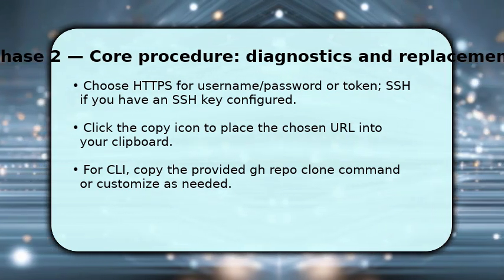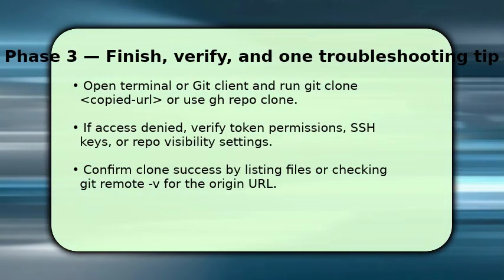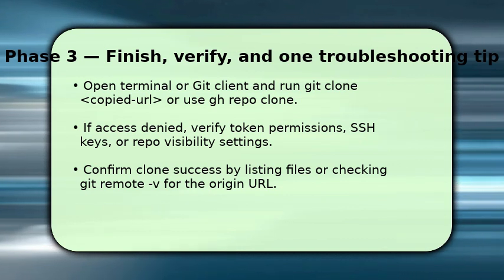Now paste the copied URL into your terminal or Git client and run git clone followed by the URL, or execute gh repo clone if you use the CLI command. Once done, verify the clone by listing files or running git remote -v to confirm the origin URL.